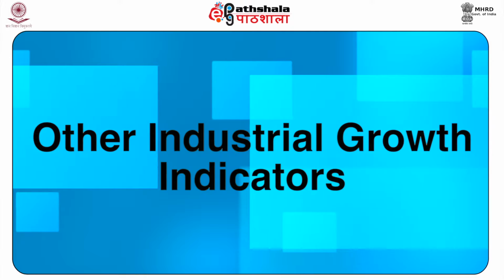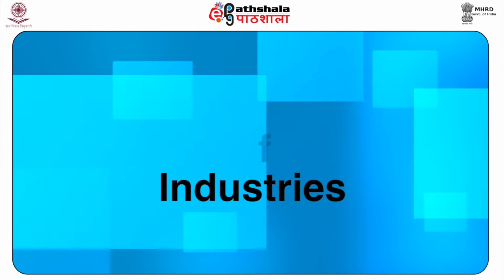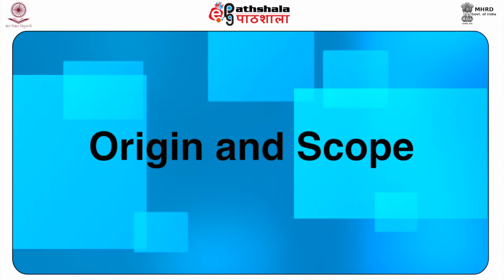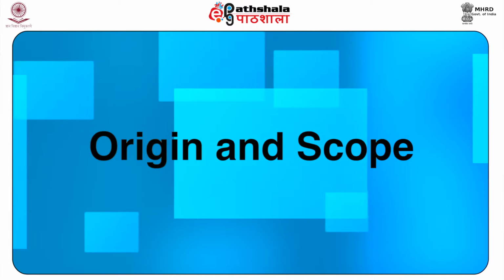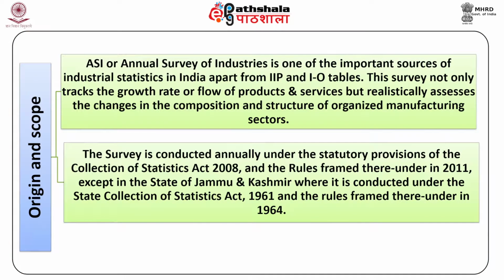Then there are other industrial growth indicators. The first one is that by the Annual Survey of Industries. We can discuss first the origin and scope of this Annual Survey of Industries. Annual Survey of Industries, or ASI, is one of the important sources of industrial statistics in India apart from this IIP and IO tables. This survey not only tracks the growth rate or flow of products and services, but realistically assesses the changes in composition and structure of the organized manufacturing sector.